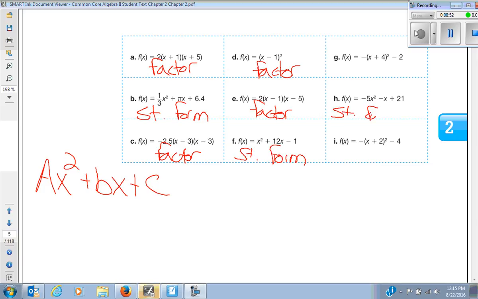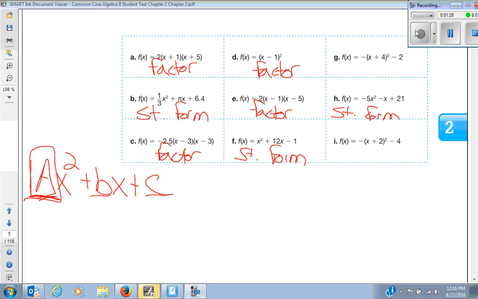And notice, just like we did the other time, there's an A, there's a B, and there's a C. We need to know how to identify them, because they're going to find some special things for us later on. That'll be clear in just a little bit. But like B, what is my A value? 1/3. Notice he did not say 1/3 x squared. X squared is not part of my A. It's just the coefficient of the x squared that is the A. So it's just 1/3.